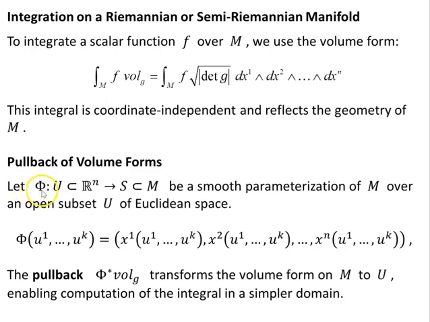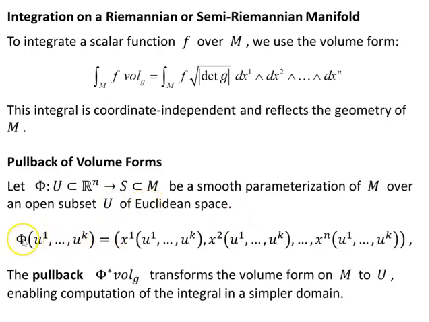So phi is a map from a set U contained in Rn, Euclidean space, because remember how we were going to take this integral and transfer this whole problem through the pullback to a simply Euclidean space where we can use our general vector calculus to conduct the integral. That's the whole point of the whole video. So phi will be a map from some set U contained in Rn into S contained in M, a smooth parameterization of M over an open subset U of Euclidean space.